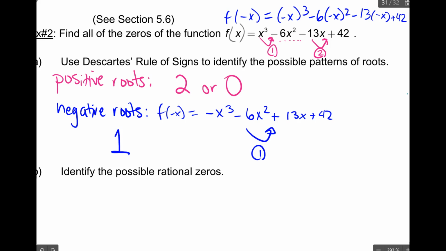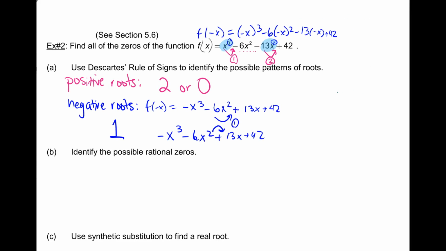The other way you could think about negative roots is you could just change the sign of the coefficients that have an odd exponent. These are odd exponents because technically this is 13x to the first. So this would give me negative x to the third minus 6x squared. Change the sign of negative 13, so it's plus 13x plus 42. I still get the same answer of one sign change. So the possible pattern of roots, let's see, positive roots, negative roots, imaginary.